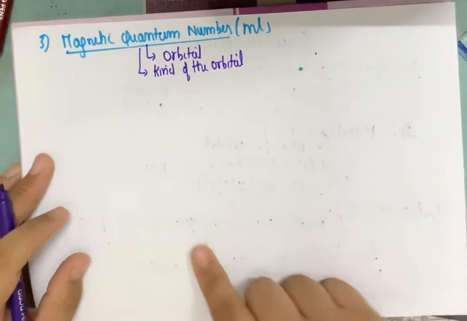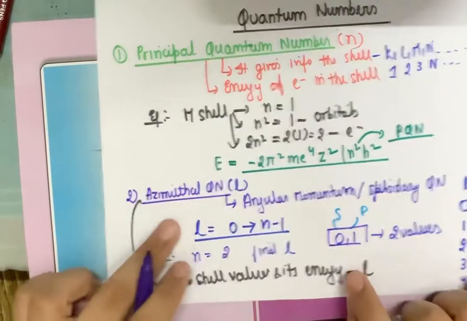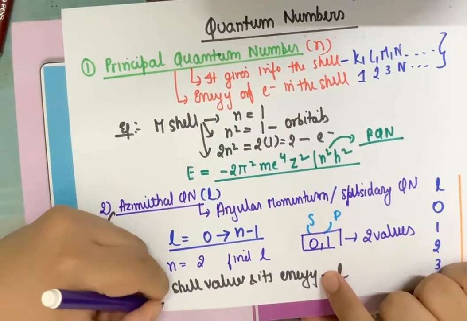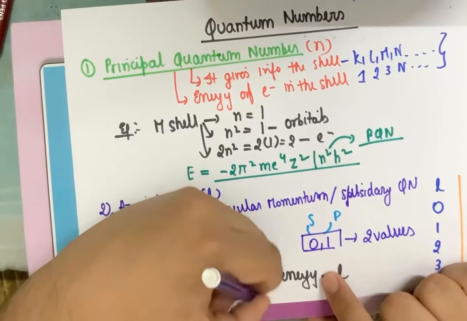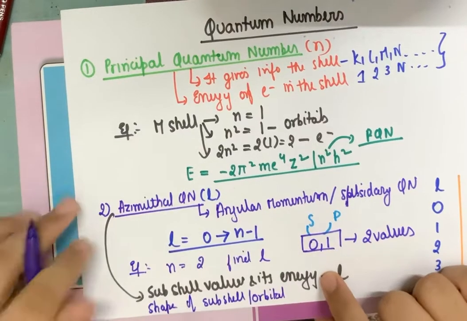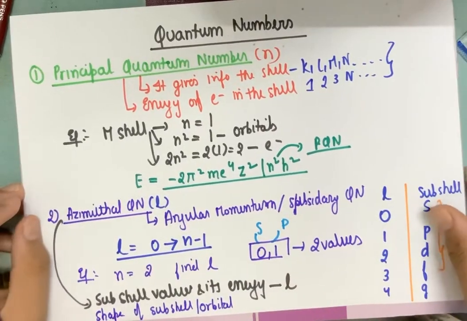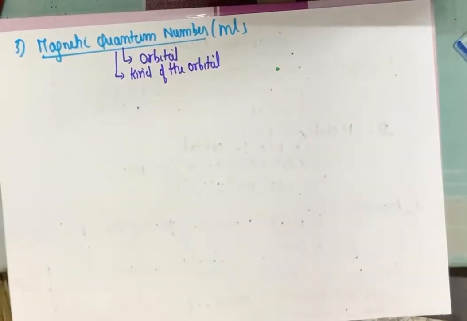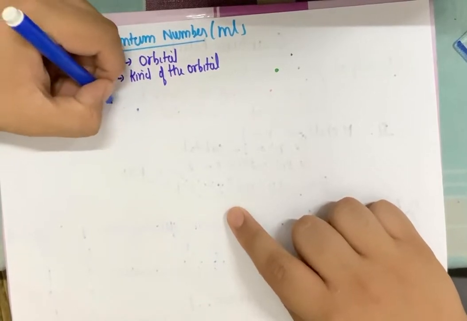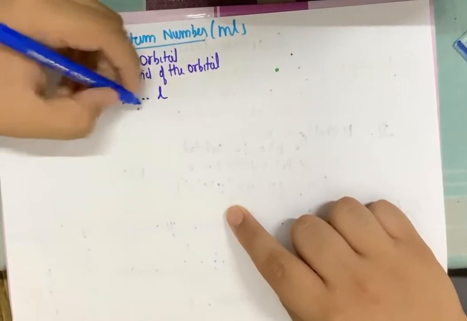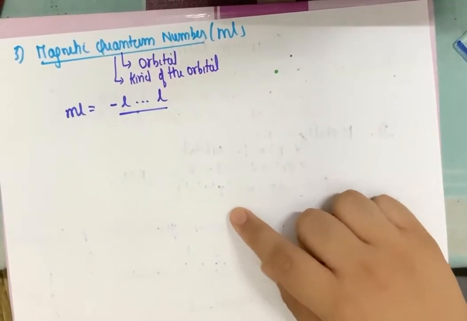There is one piece of information which I forgot to give you earlier. The L value, the azimuthal quantum number, also helps us determine the shape of the subshell and orbital. That's given by the L value. So we were discussing ml, the magnetic quantum number. It helps us define the orbital. Now what is the value of ml? How to calculate ml? ml is equal to all values from minus L to L. This is the formula. Understand with an example?